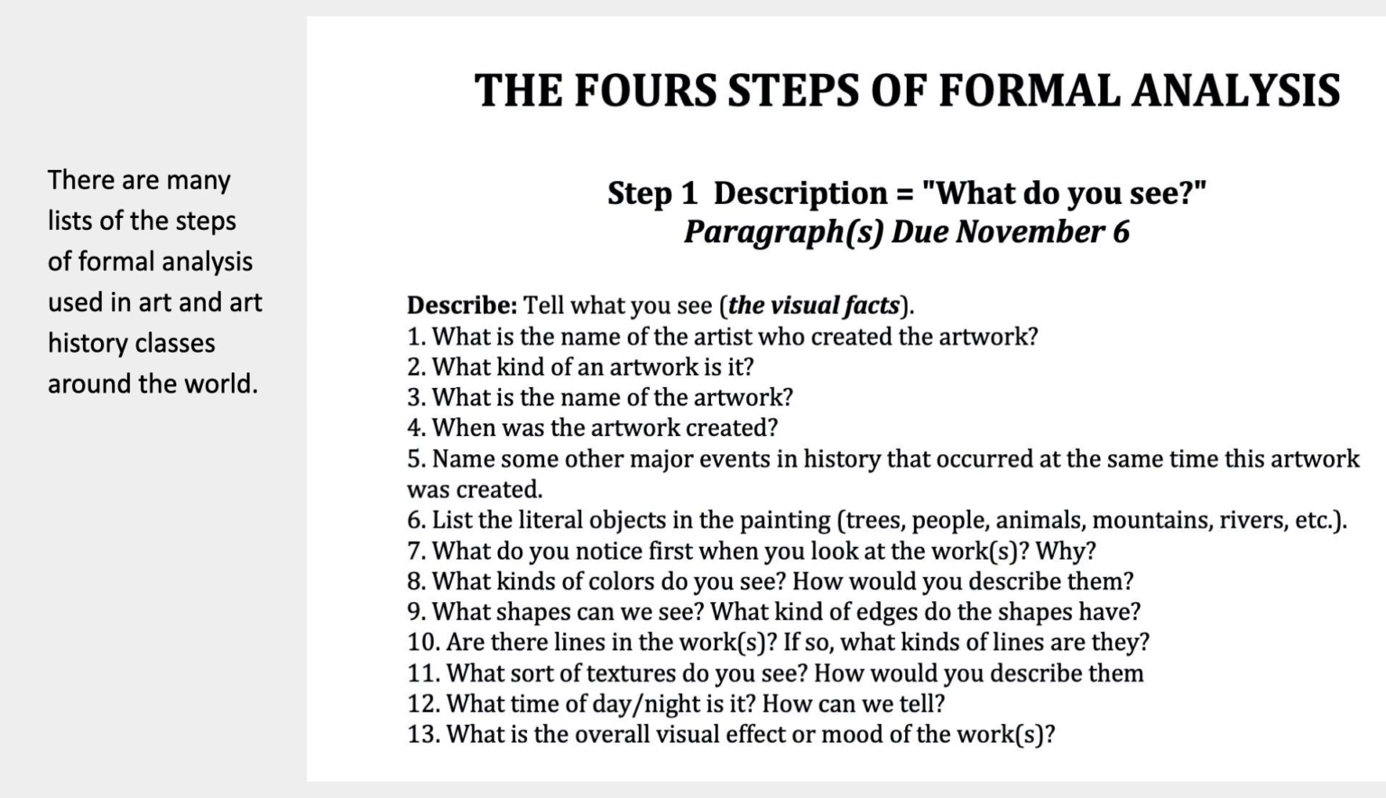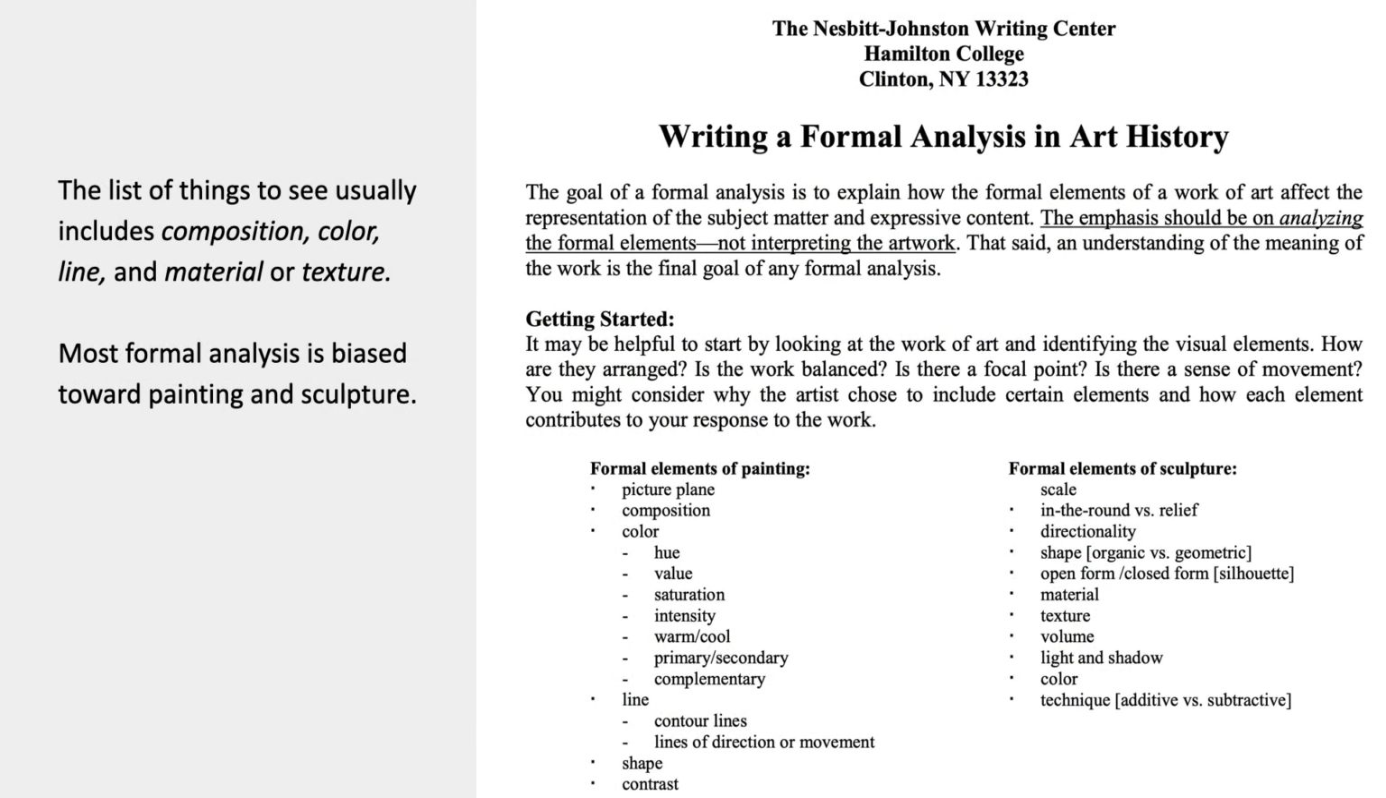There are a lot of lists of these steps of formal analysis that you could find online that are used in art history classes and art classes around the world. This one, for example, the 4 steps of formal analysis. Usually, these lists include the same elements: composition, color, line, texture, and so on. Most formal analysis is biased toward painting and sculpture because these are modernist criteria.